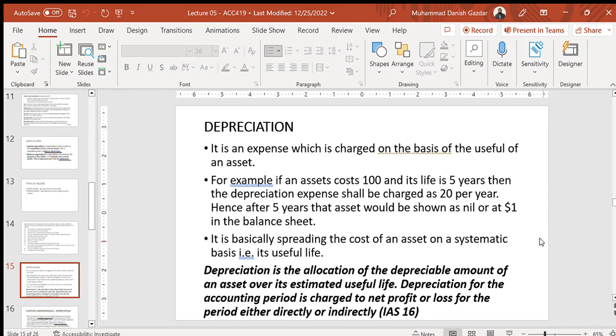So the whole concept is to spread the cost of the asset on the basis of a useful life. Now there are two things. There is something called useful life, and then there is economic life. In accounting, we would be talking about useful life.